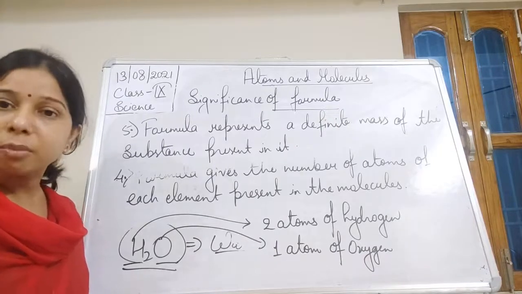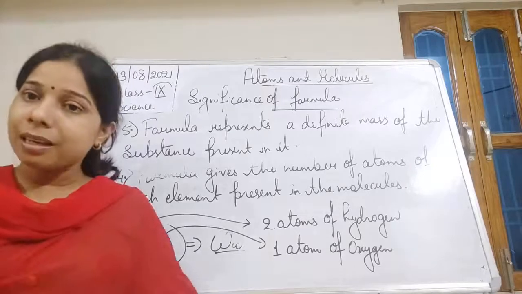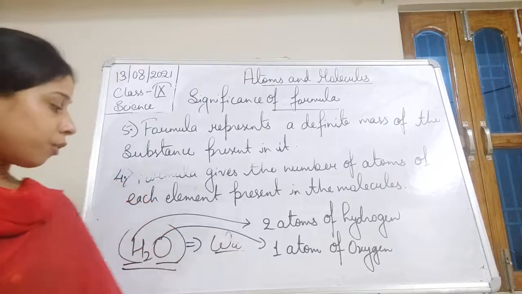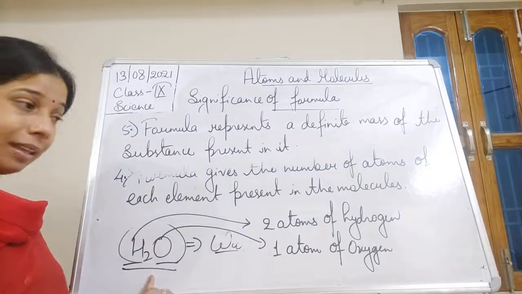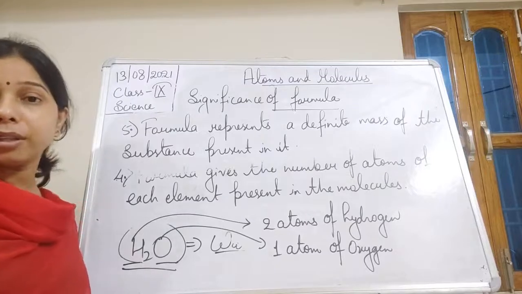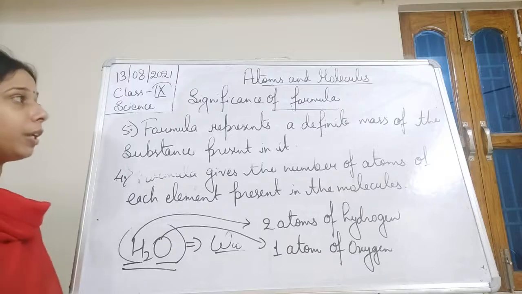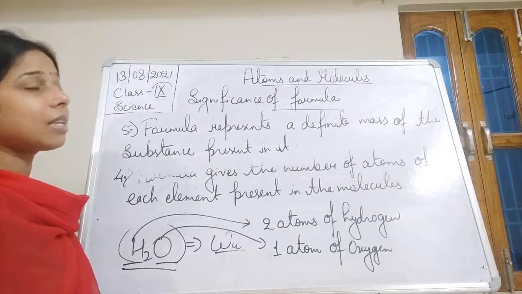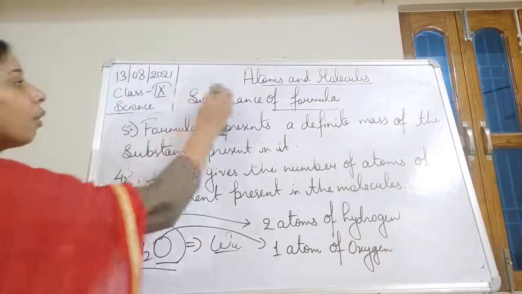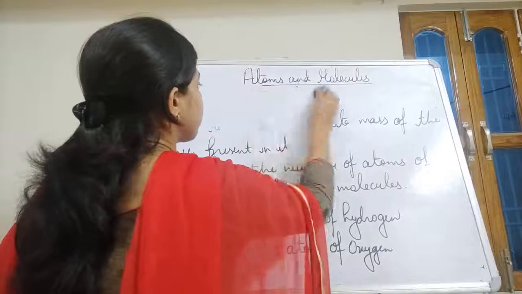Now you see students, here we have seen that the molecular mass is also found with the help of the formula. So if we know the formula of anything, we will be able to find the mass if we know the atomic mass of the particular atoms present in the molecule. So these are some of the significance of the formula. Let us move on and see another kind, and that is called ions.